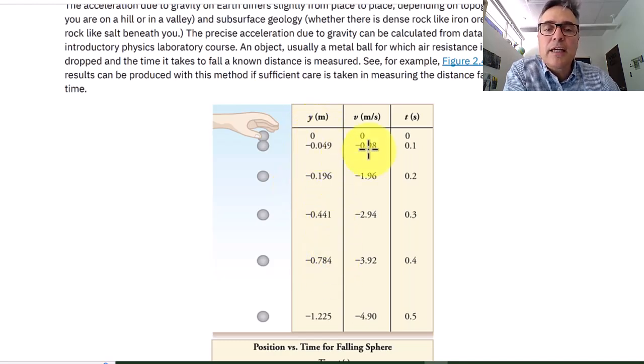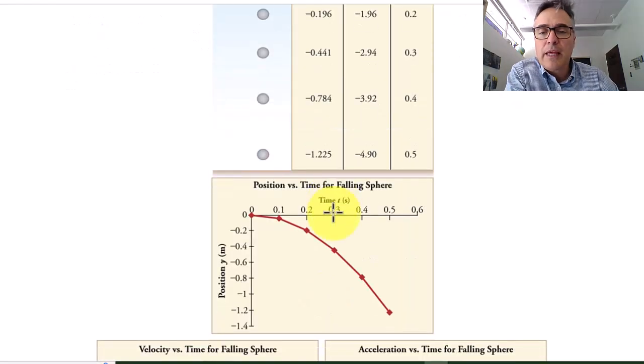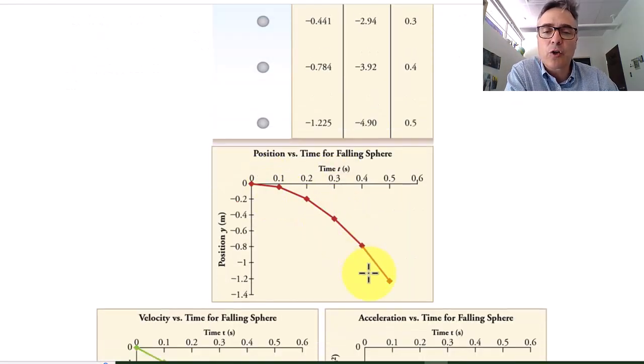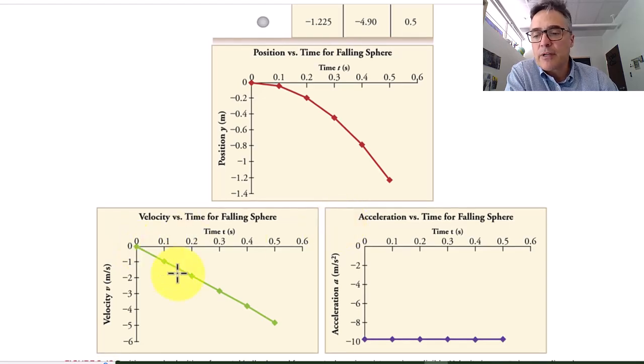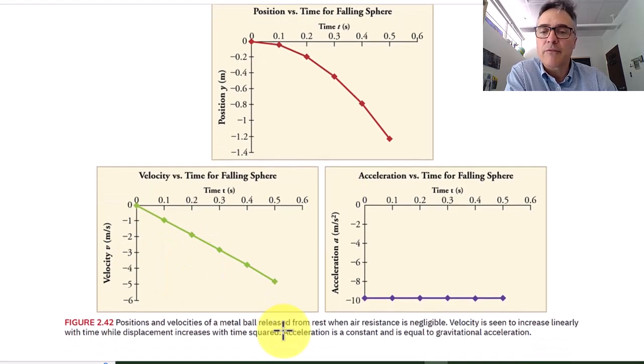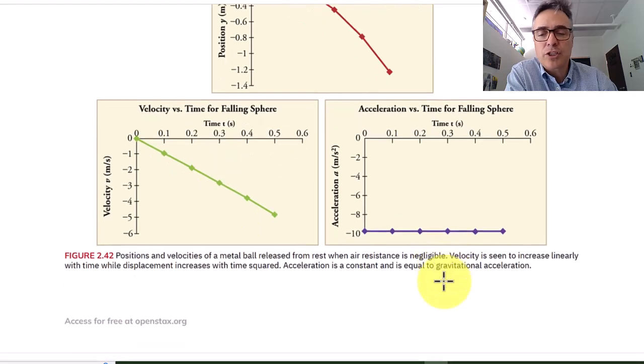So originally, the average speed is less than 0.1, so it only goes a tiny little bit. But as the average speed between moments gets bigger, the distance gets bigger and bigger. And so if you were to graph that, you actually get a curved graph of position, position on the vertical axis here downwards versus time for the falling sphere. But you get a straight line for velocity versus time, and you get no line at all, just a negative 9.8 constant for acceleration versus time.